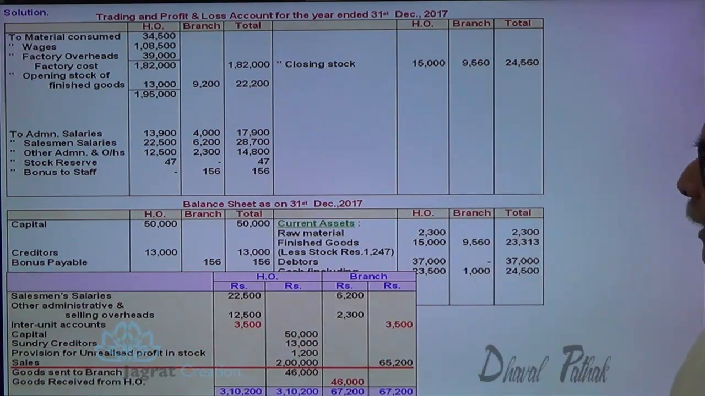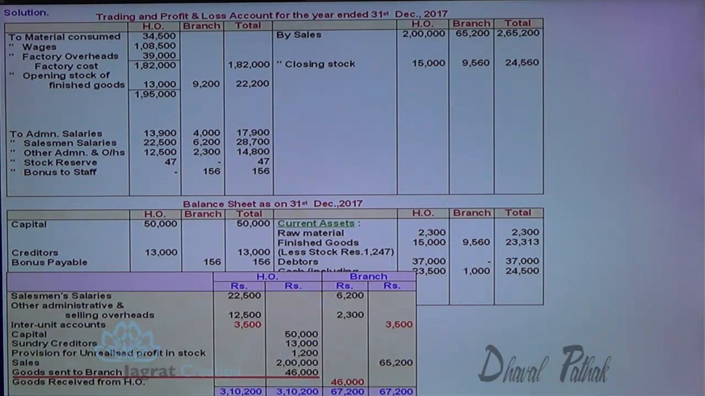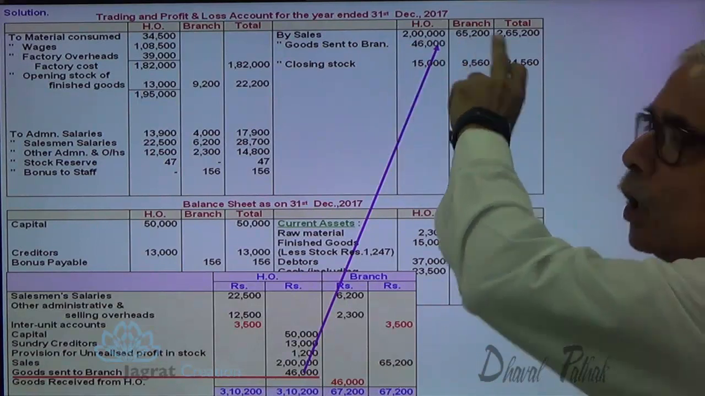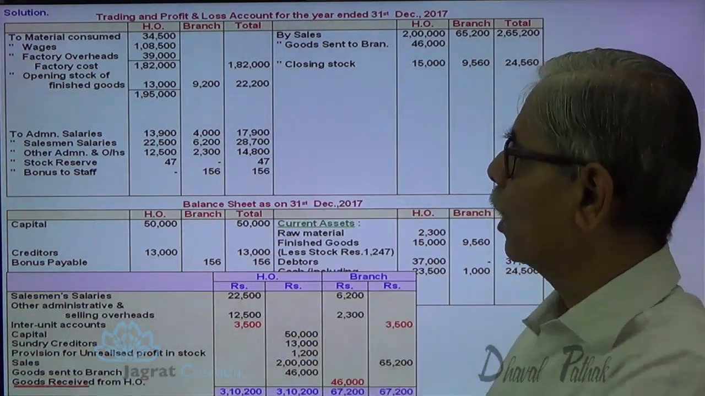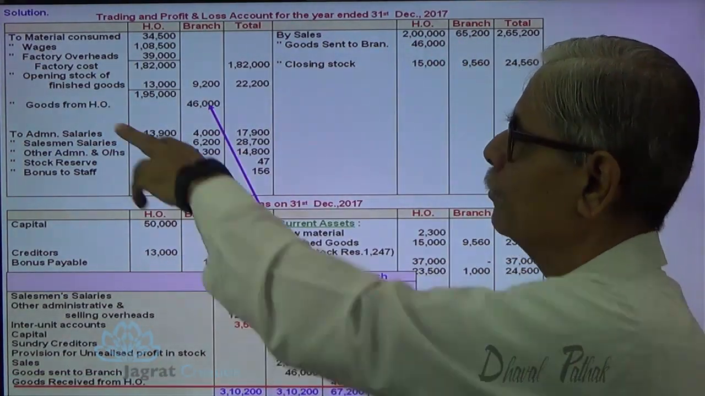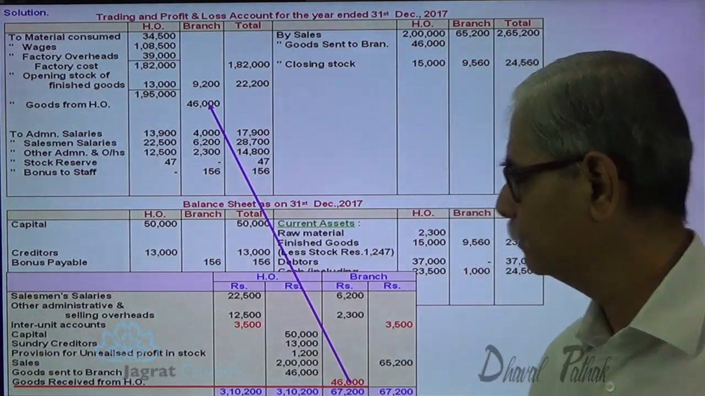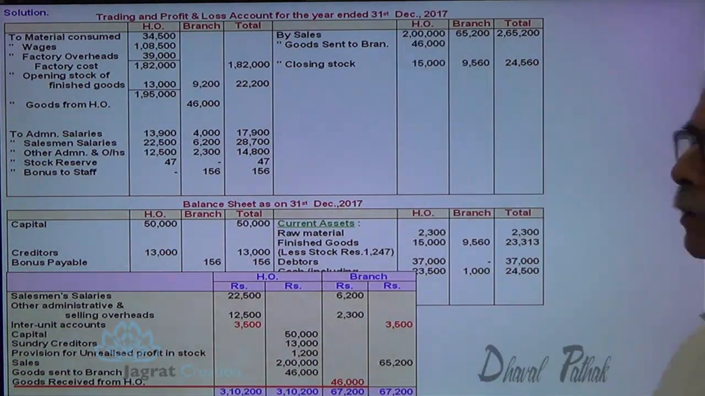Sales I will write to the credit side of trading account. Goods sent to branch. Goods go out, trading account credit. Goods from HO, trading account debit for branch. In branch, goods from HO, 46,000. This is how all the information is recorded.